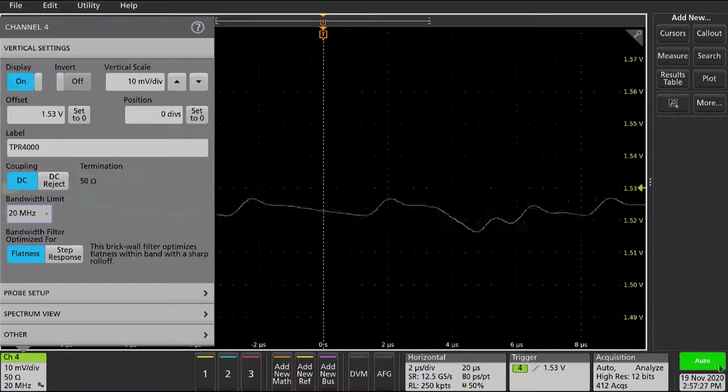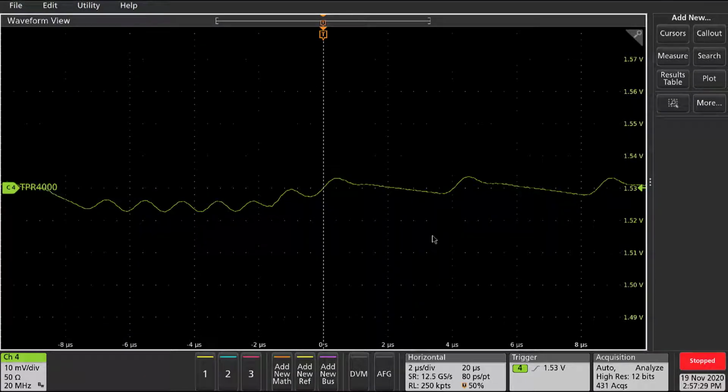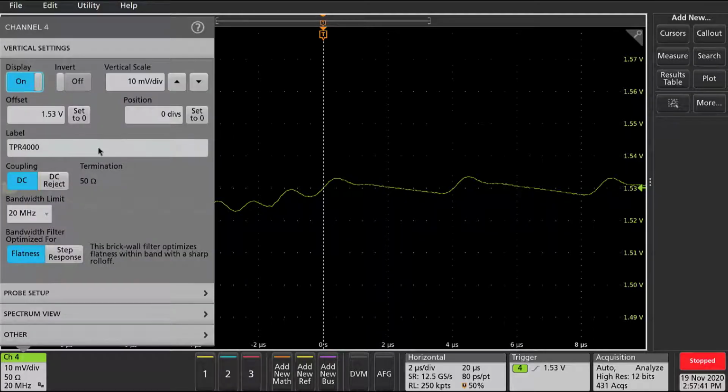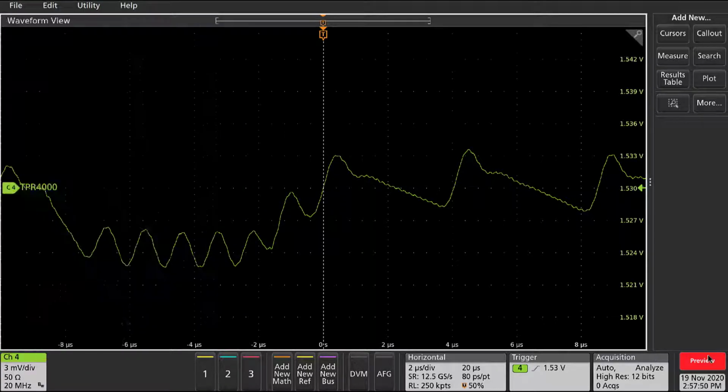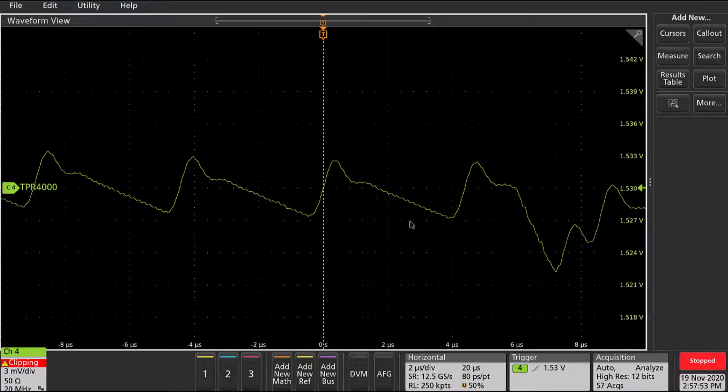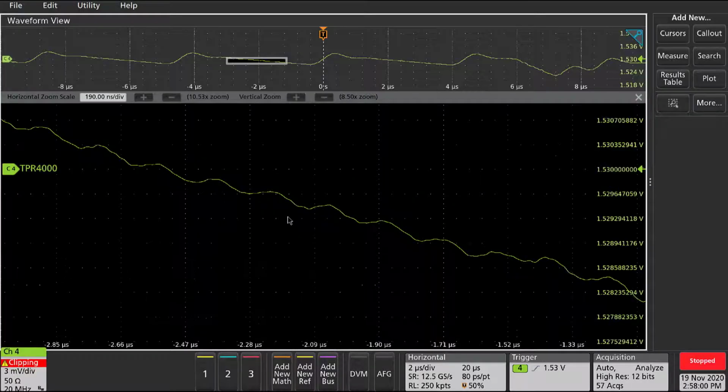So you can see right off the bat a much cleaner signal, right? We're able to distinguish a little bit more of a ripple on this declining line here. And what we can actually do with the power rail probe is dial in a more sensitive vertical scale. So I can go down to something like 3 millivolts per division. And if I acquire again, now we can really see a pronounced ripple on ripple measurement, and I can zoom in on what this measurement looks like.